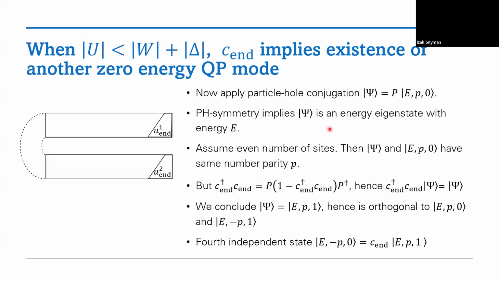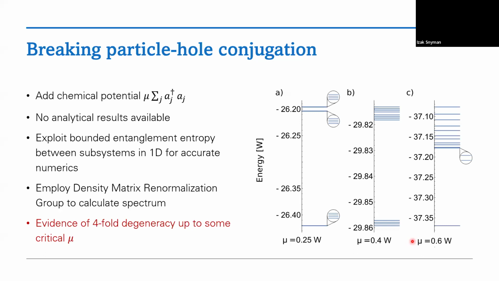Okay, so we've got another zero energy state, another state at the same energy. And then it's easy to get the other one: remove the particle from the N state. So there you have it: the existence of this N state implies the existence of another zero energy non-interacting quasiparticle, and you have fourfold degeneracy. Okay, so that's the main insight.